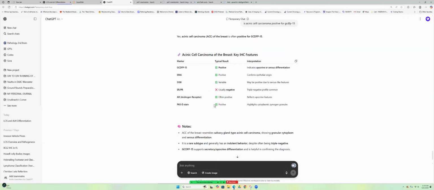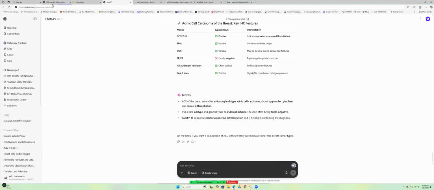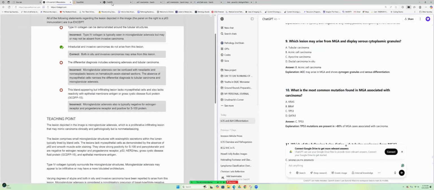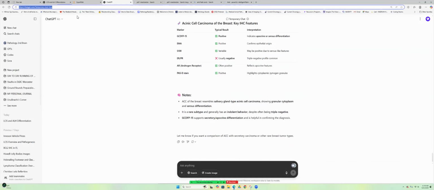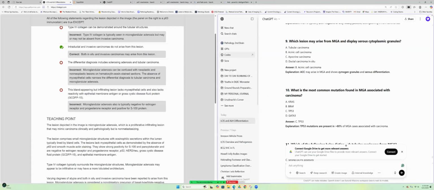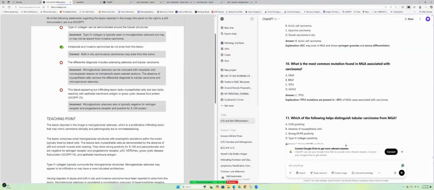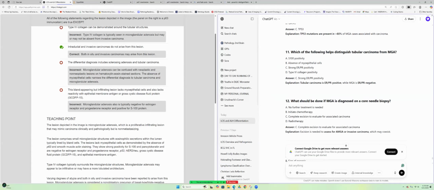That's another cancer that I've forgotten. But because it has apocrine differentiation, what is EMA? EMA is epithelial in origin, actually. Continue. Question number 10: what is the most common mutation found in microglandular adenosis associated with carcinoma? TP53, common mutation. Which of the following helps distinguish tubular carcinoma from MGA? S100. Oh, okay, yeah, PR positivity.